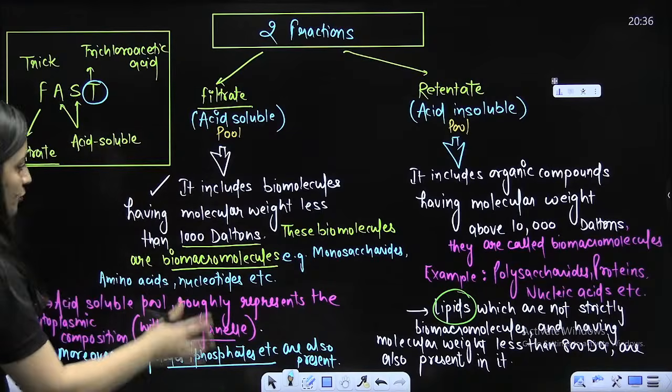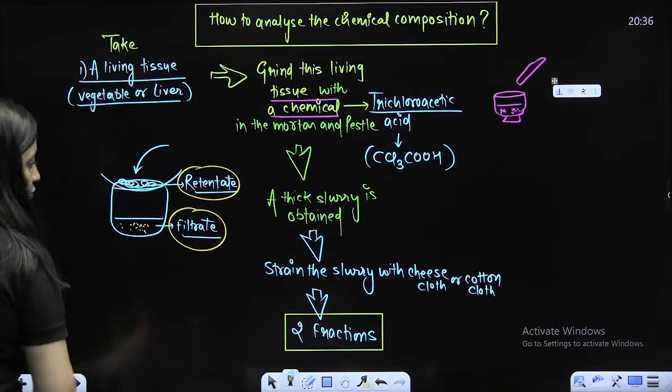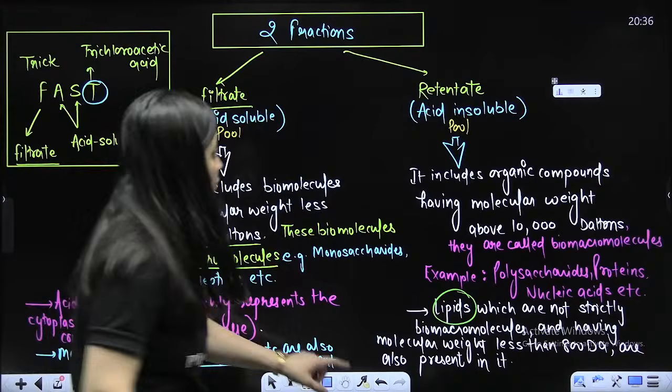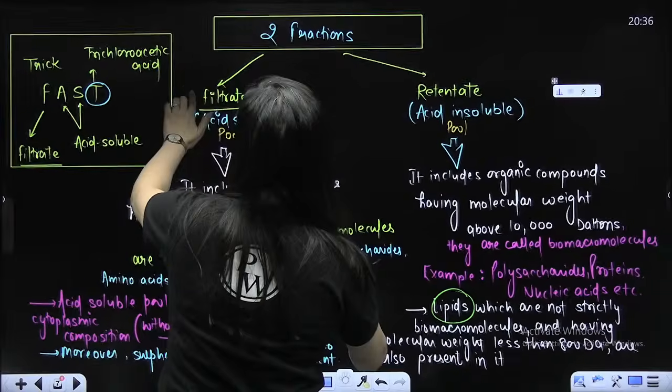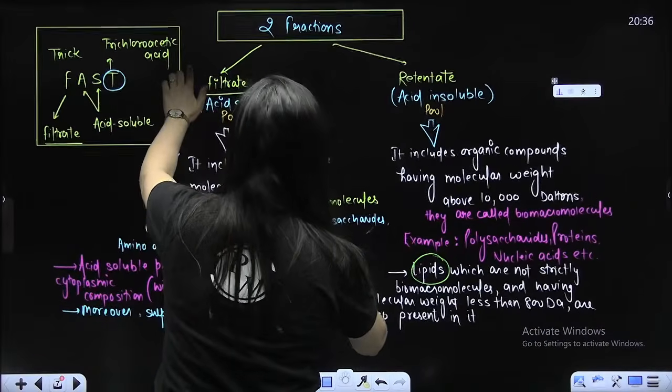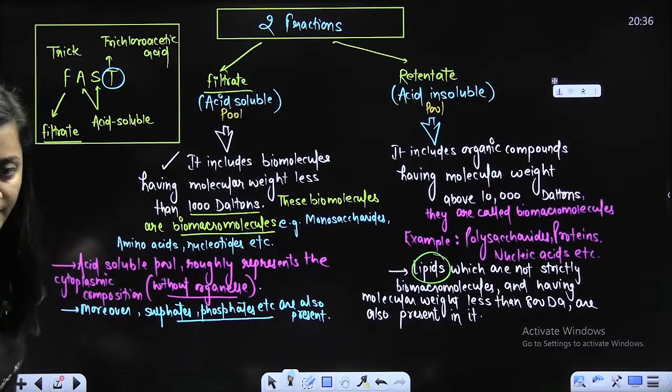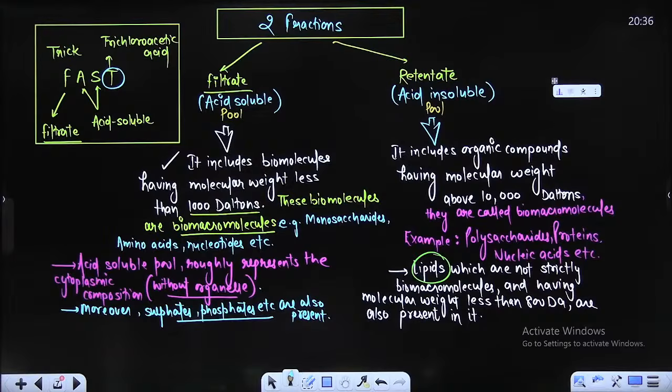So that's what you people are going to see, right? But ma'am, what about this retentate? What do we see in the retentate? So let me write it here itself. Up to this part, is everything clear, or do you have any doubt?